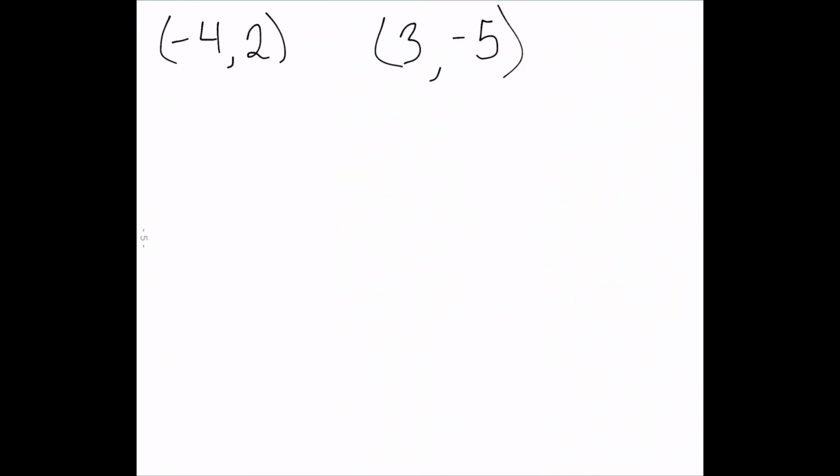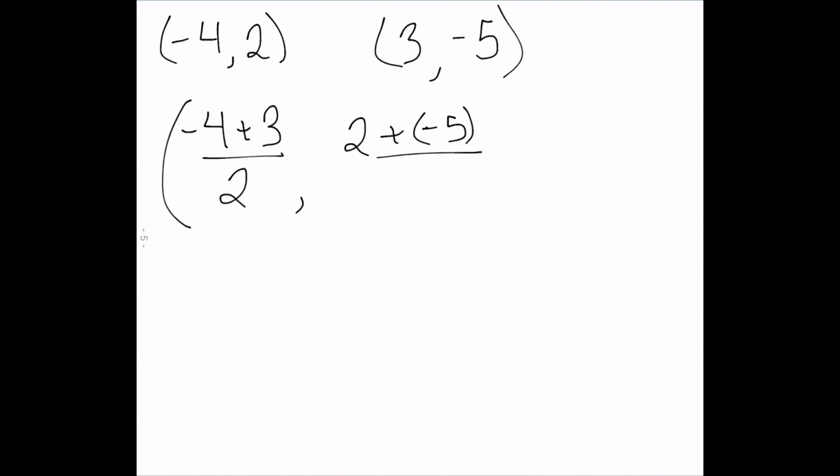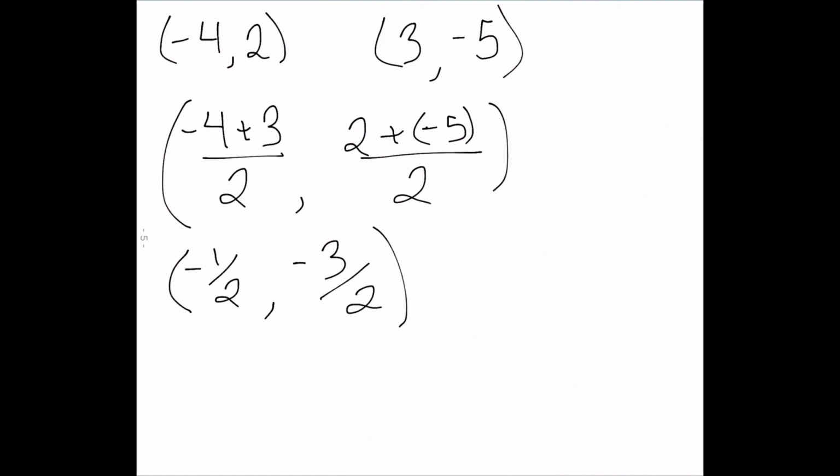Negative 4, 2, and 3, negative 5. So I'm going to add up the x's, negative 4 plus 3, divide by 2. Add up the y's, 2 plus negative 5, divided by 2. Negative 4 plus 3 is negative 1, and 2 plus negative 5 is negative 3. So the midpoint here is negative 1/2, negative 3/2.